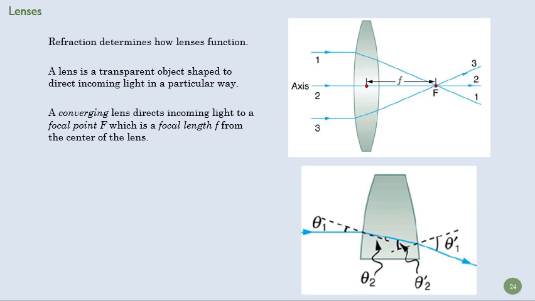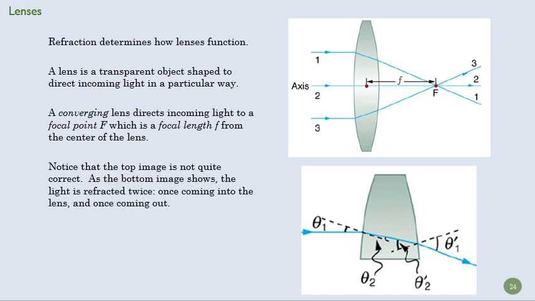A converging lens, which is what this one over here is, directs light to a focal point that's on the other side of the lens. So we have rays here, and they all go towards this focal point F. Our distance here is our focal length, just like with a mirror.